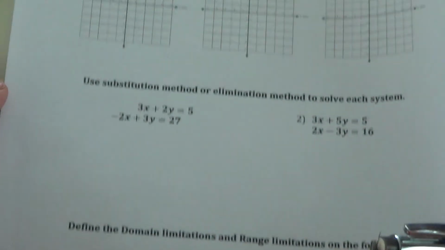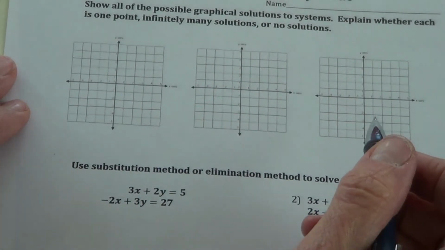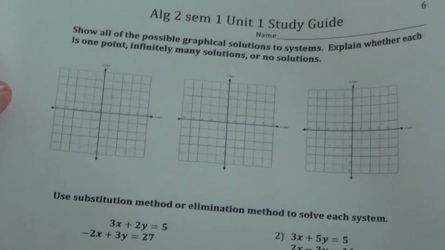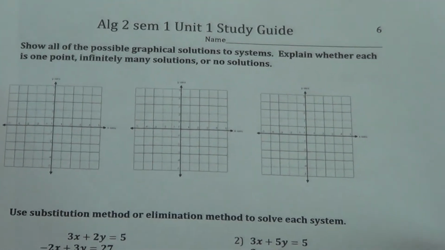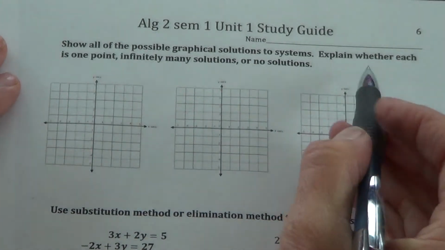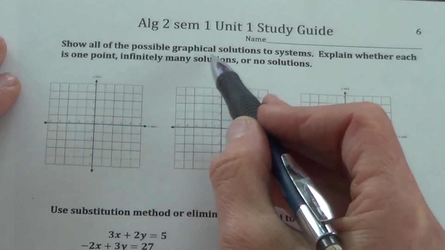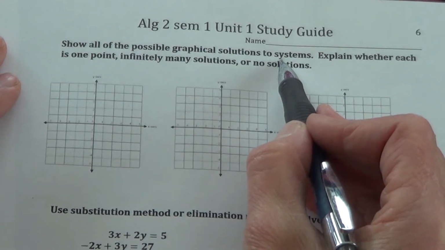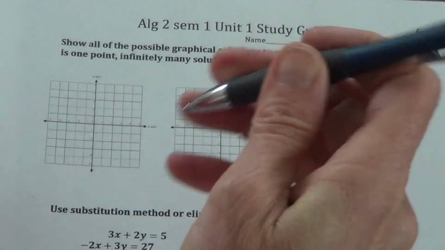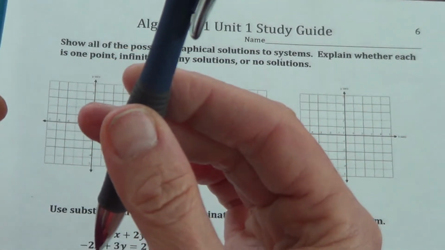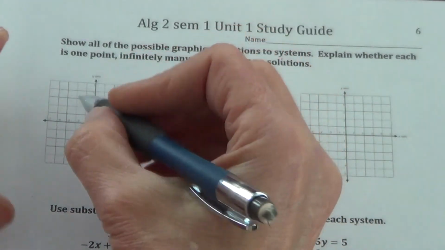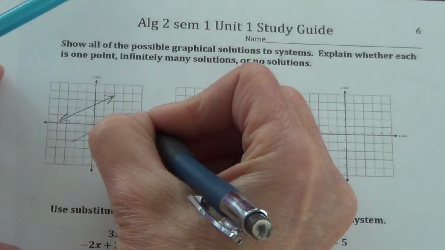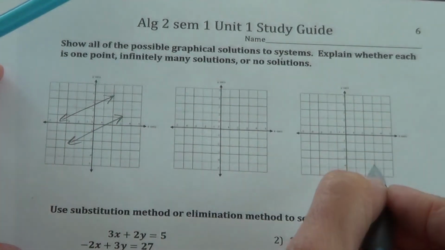Last page. You guys are rolling right along. This is systems. Remember, systems are anytime we put 2 or more functions on one grid. So it asks, show all the possible graphical solutions to systems. These are linear systems. So we have a couple options. If these are my lines, I could have them parallel. So I draw parallel lines. That would be one option.